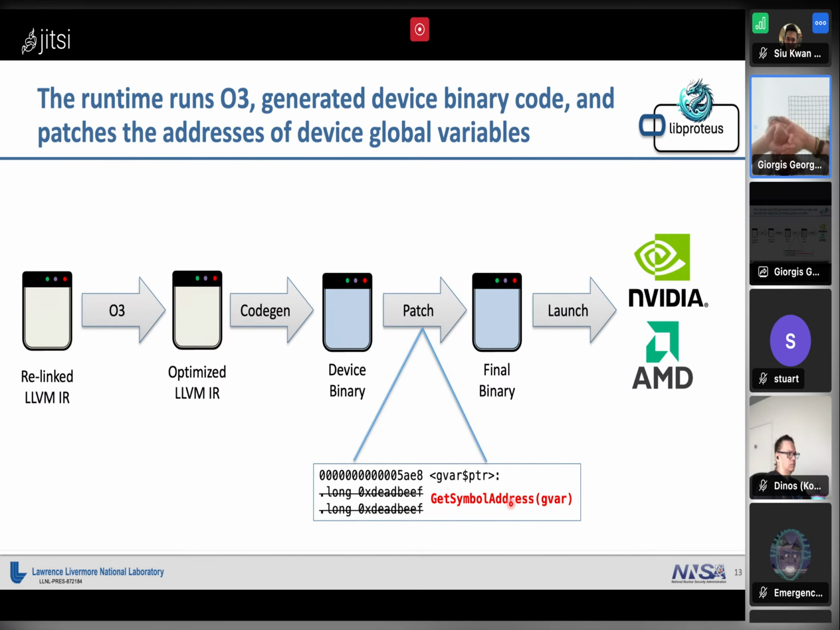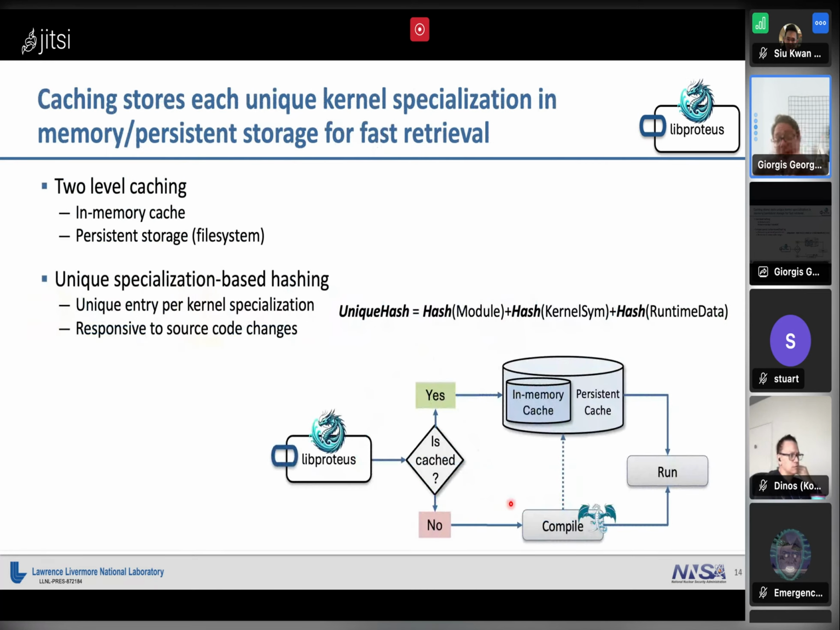So that's the slow path. That's the path where we haven't cached this before, so we have to do the whole process of JIT compilation, optimization, and all those steps here. Now, if we look at the fast path, the fast path goes through caching. You go through libproteus, and you ask, have I cached this compilation result before? If that's a yes, then you can go into caching, get it, and run it.